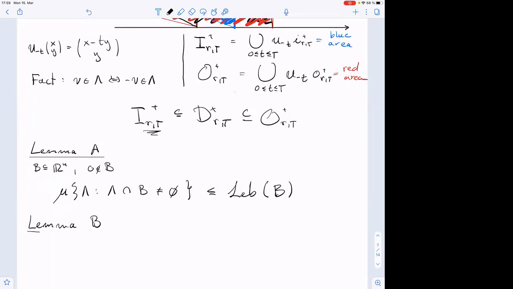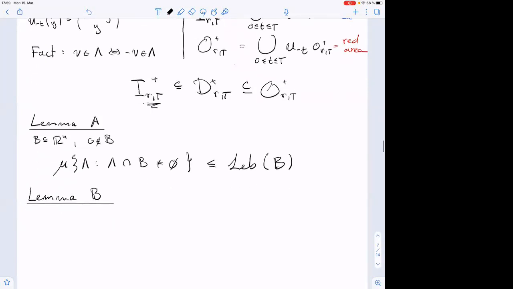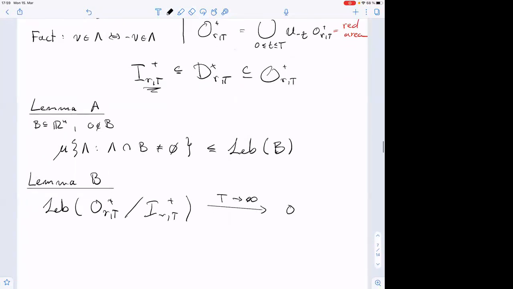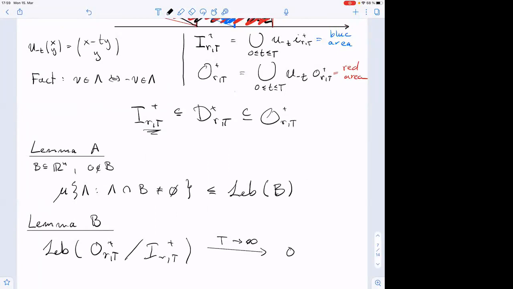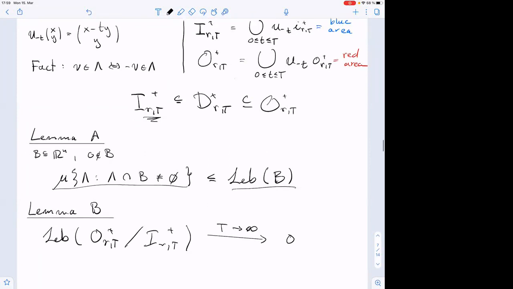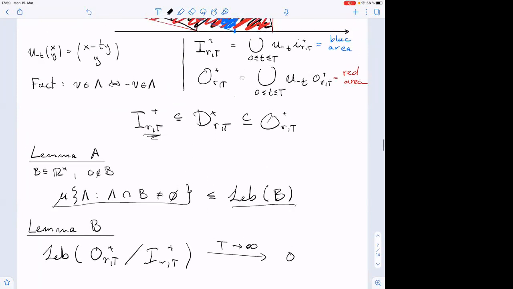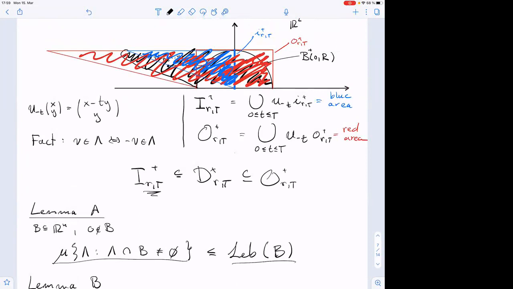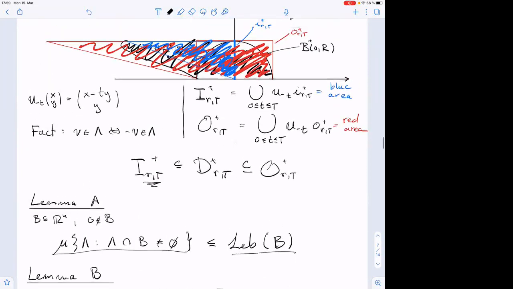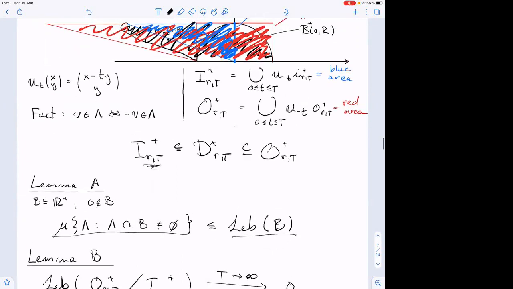And the second lemma, which is almost proven by looking at the picture, is just that the Lebesgue measure of ORT plus minus IRT plus goes to 0 as t goes to infinity. So the difference goes to 0 in Lebesgue measure, and since the Lebesgue measure is larger than the mu measure, the mu measure also goes to 0. So the difference goes to 0, which means that we can replace DRT plus with IRT plus.